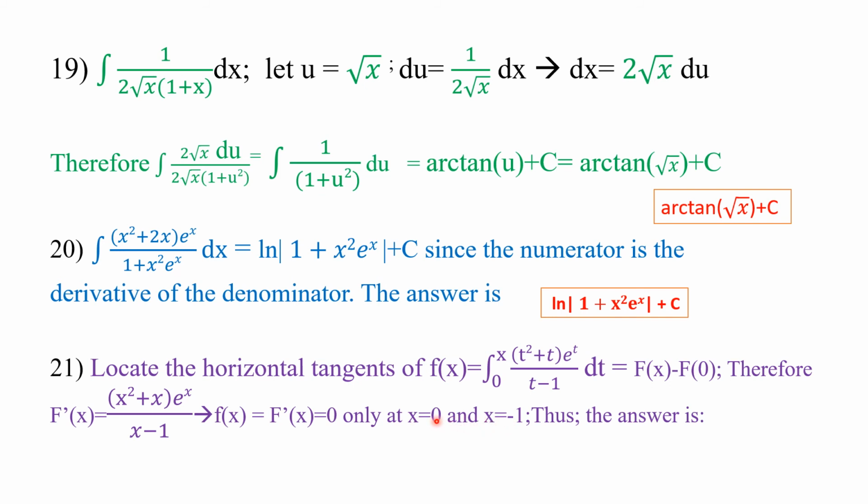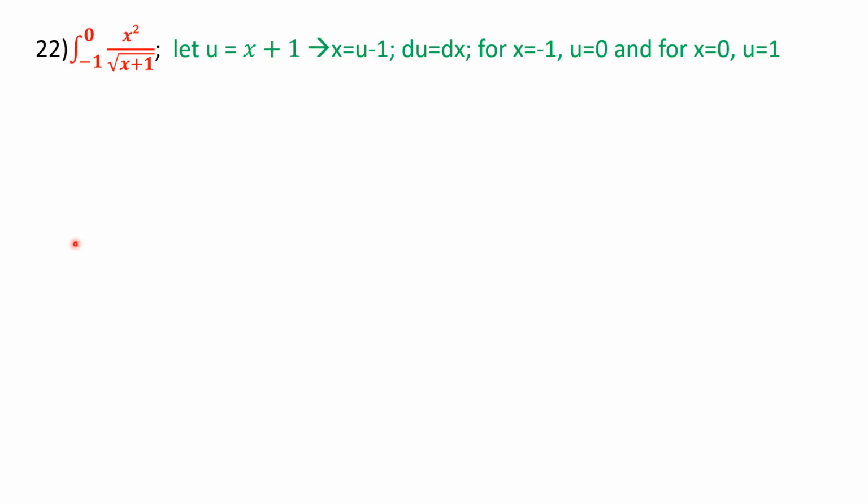And critical points, they have horizontal tangents. Thus, the answer for this is x equal to 0 and x equal to negative 1 are the locations where the function has horizontal tangents. That's it for this question. Next is question number 22, and it's about integration of the function x squared divided by square root of x plus 1 using the limits from negative 1 to 0.